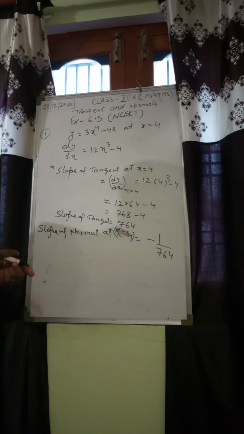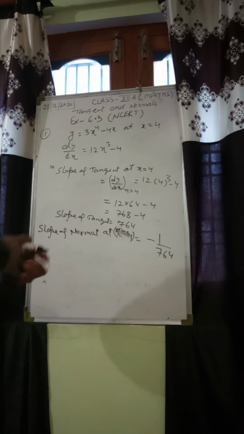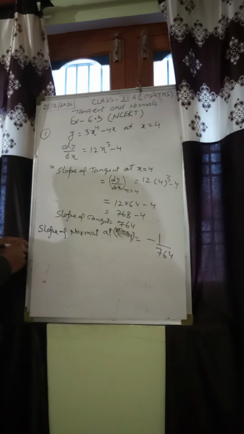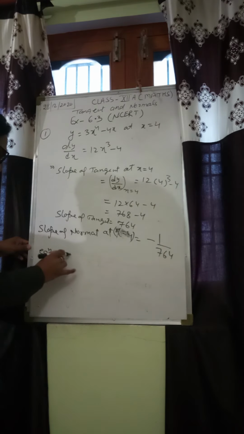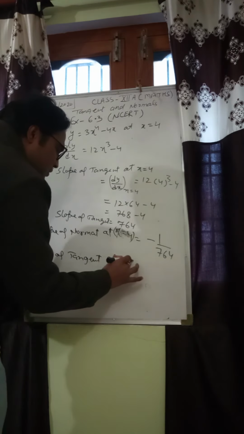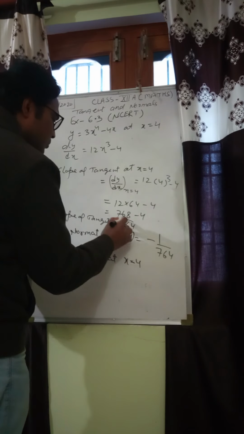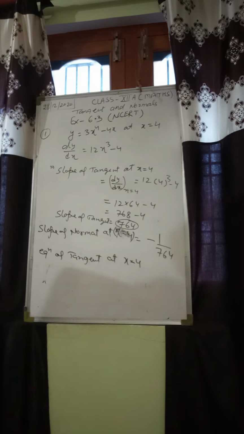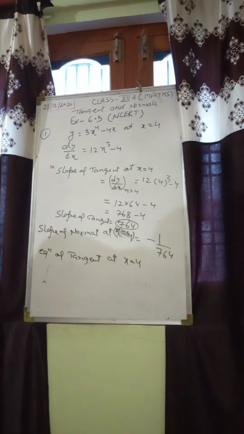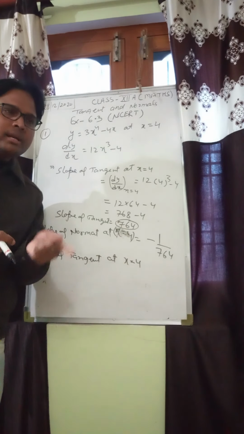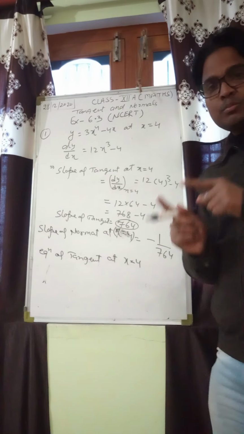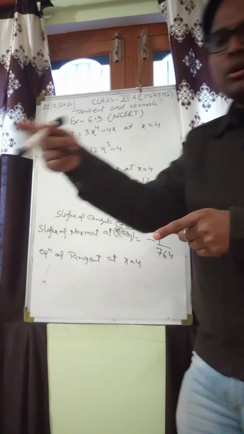If someone asked you what will be the equation of tangent at x is equal to 4. See, now we have the slope of the tangent. We want its equation, so we have to find out the point from where it passes. It is given in the question that it passes at x is equal to 4.